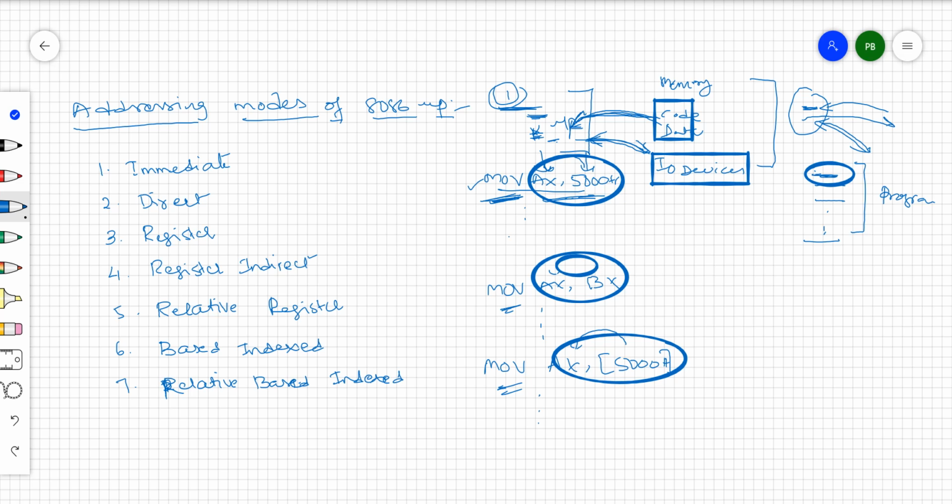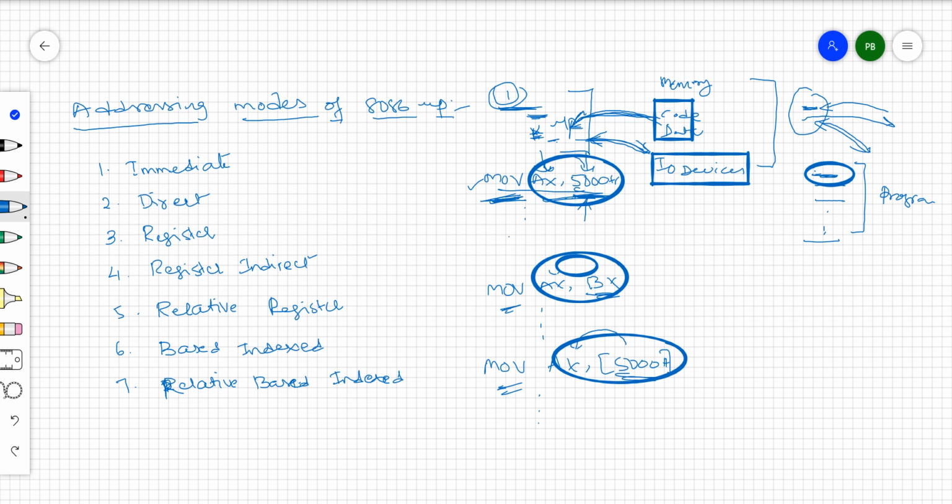So for the source data in every instruction, if you look at all these instructions, how the microprocessor addresses the source data to perform this move operation tells you that particular mode of addressing. Based on the addressing, it is named immediate addressing mode, direct addressing mode, register addressing mode, or register indirect addressing mode.